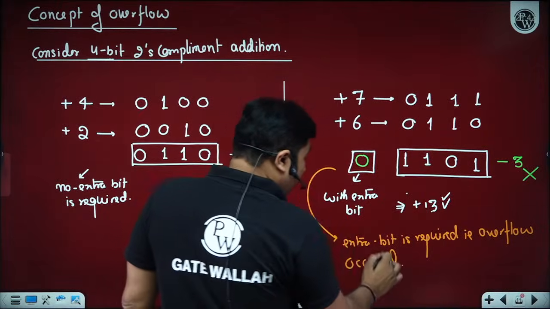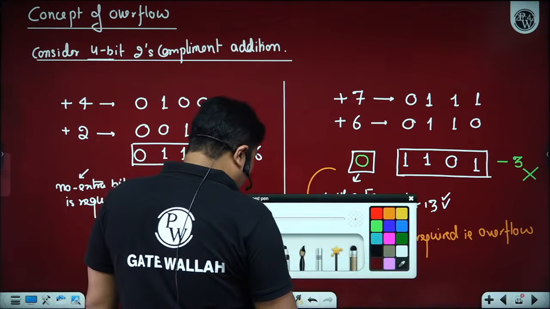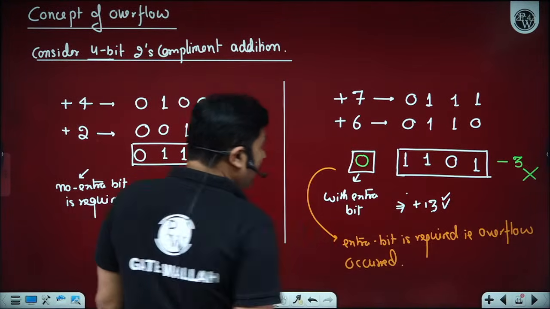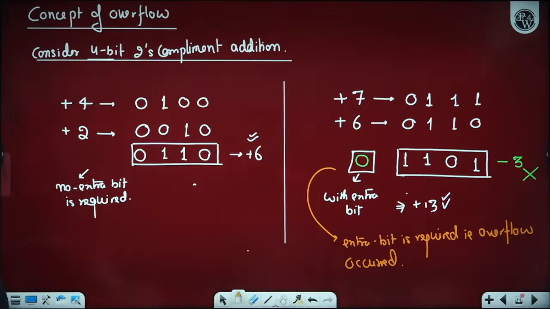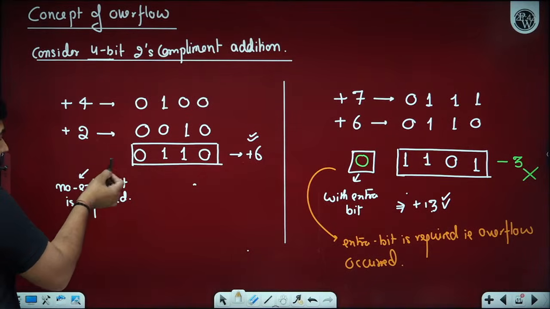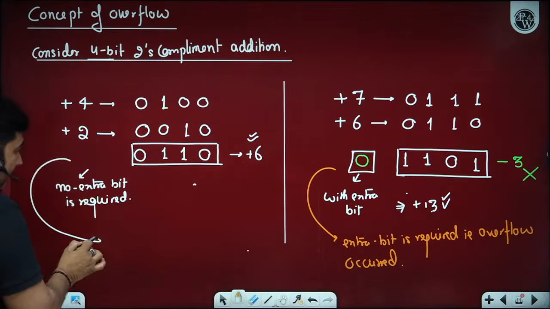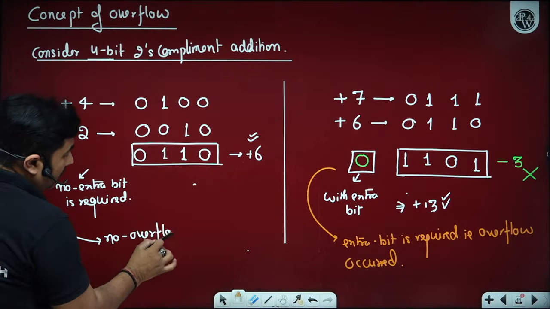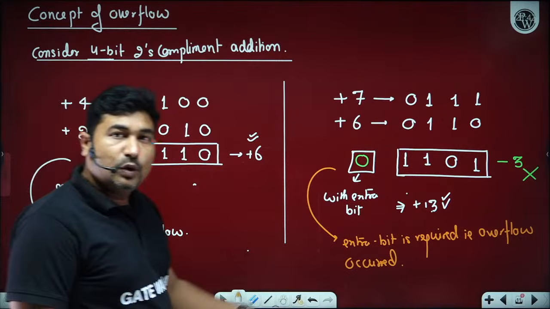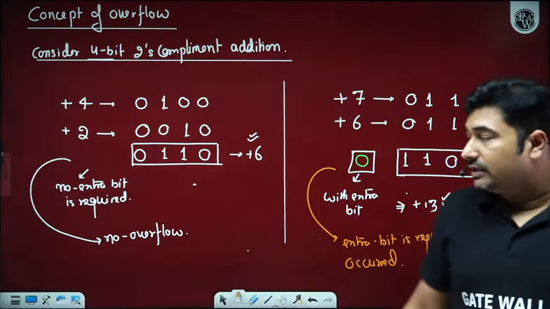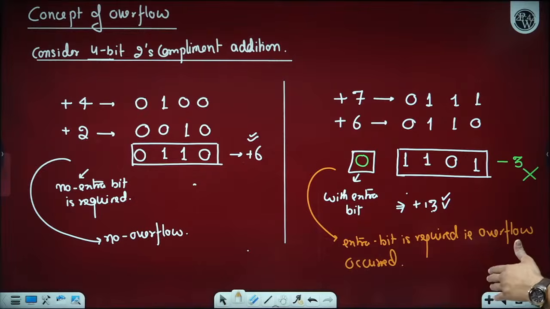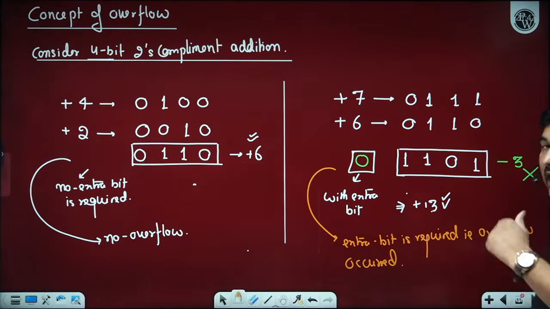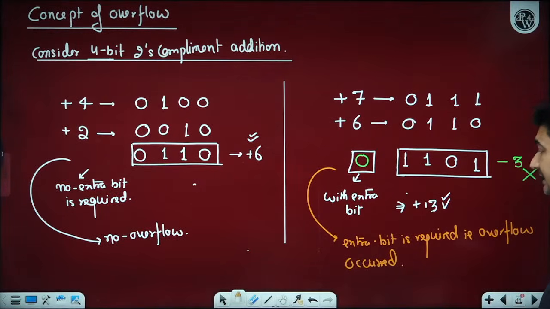So whenever an overflow occurs, the number of bits is increased by 1 bit in the MSB. If overflow does not occur, no extra bit is required. If an extra bit is required, overflow occurred, which means the total number of bits is increased by 1 bit.